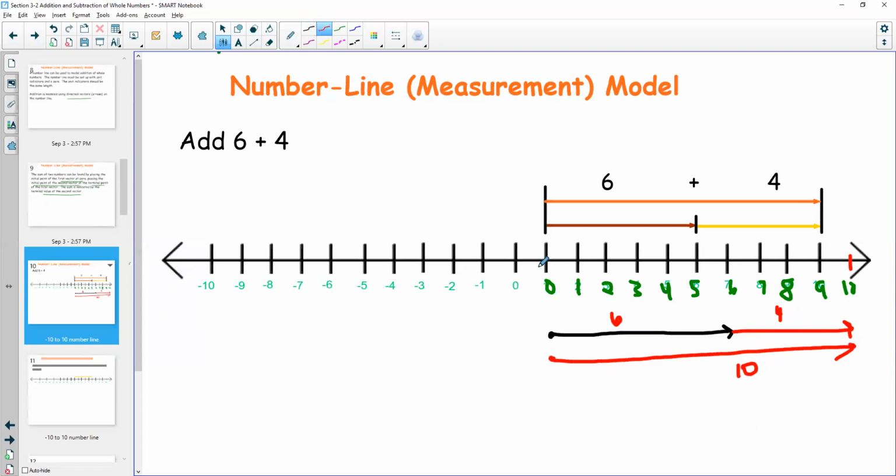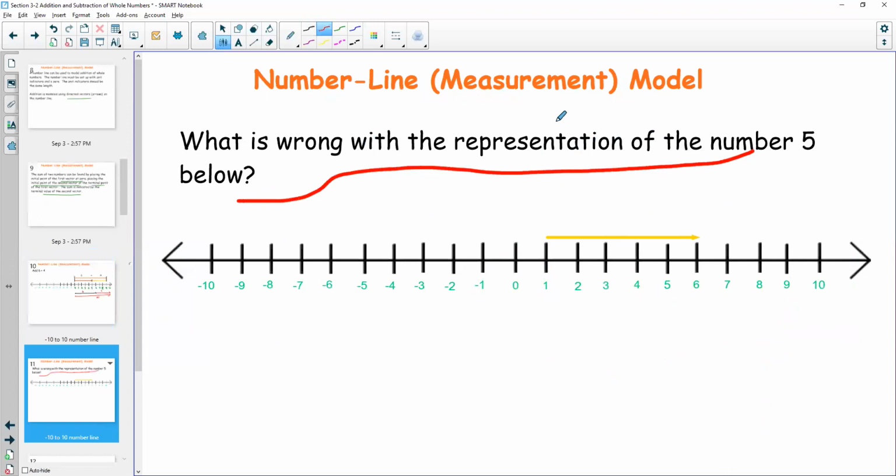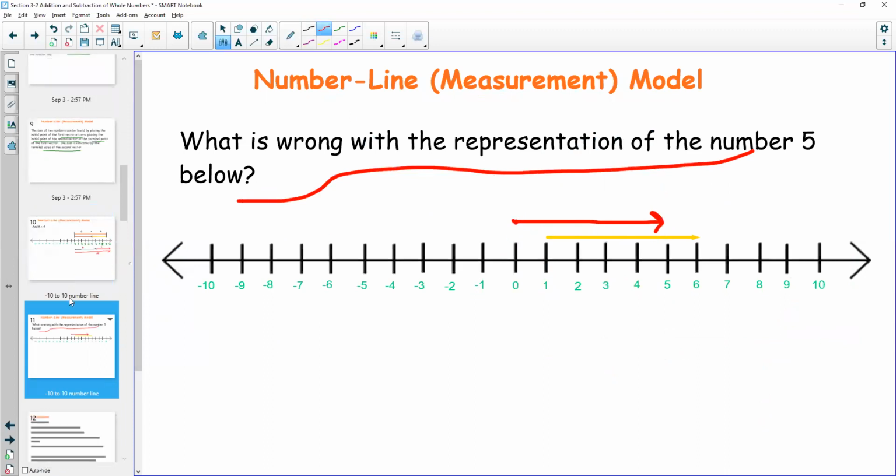Okay, you always want them to start from 0. Some of my pictures are off, I see. All right, and if we look at this, this is exactly what we're talking about. They want to represent the number 5 here. The problem is that this yellow line doesn't start at 0. This should be a vector starting at 0, and the terminal end of the vector should be at 5.